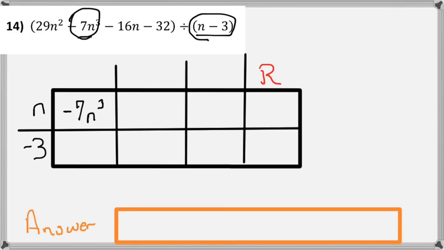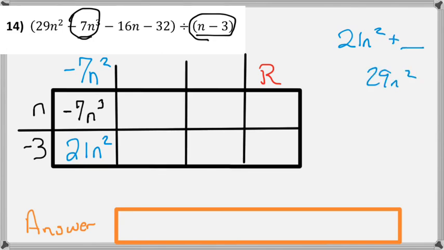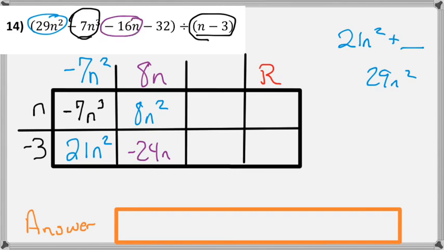And so my first one is going to be, I need to take and divide, and that gives me negative 7n squared. Multiply gives me 21n squared. 21n squared plus what gives me that 29n squared? And that would be an 8n squared. I'm going to divide, and that's going to give me an 8n. Multiply, and that gives me negative 24n. Negative 24n plus what is going to give me that negative 16, and that would be an 8n.